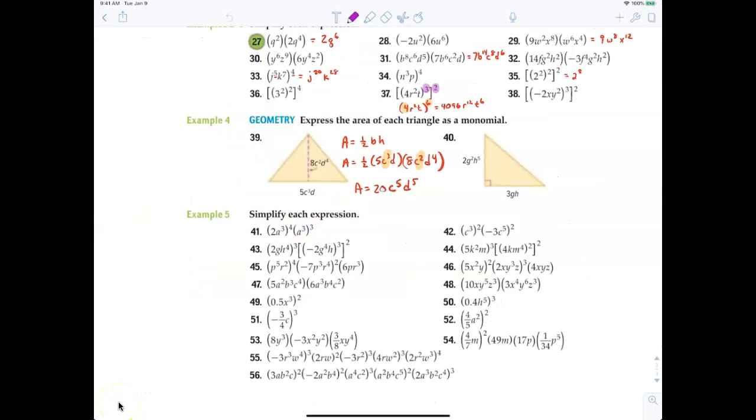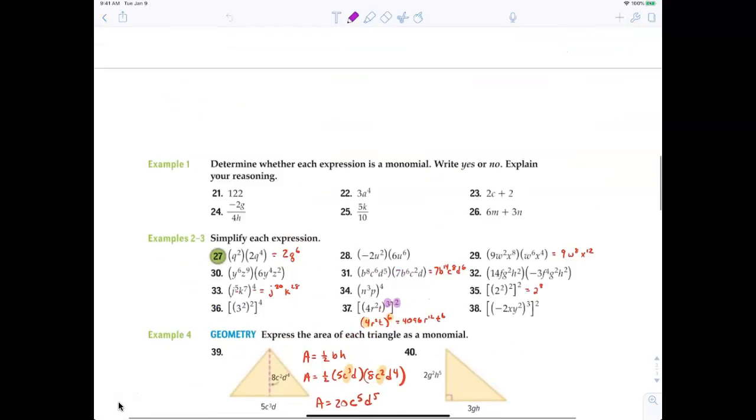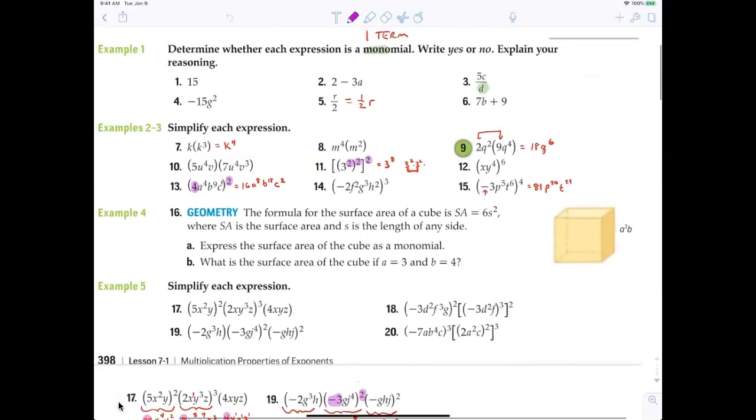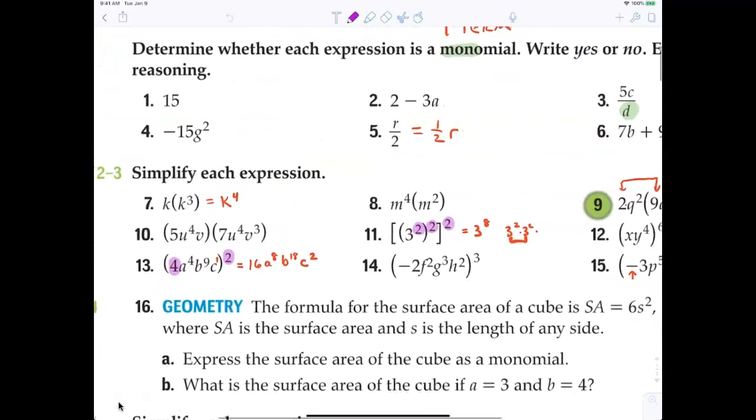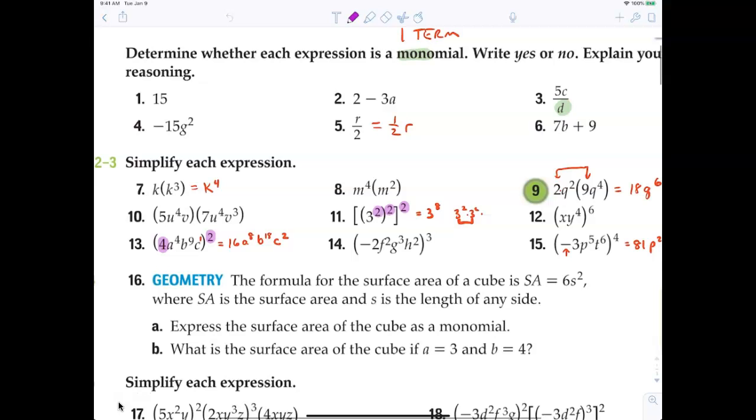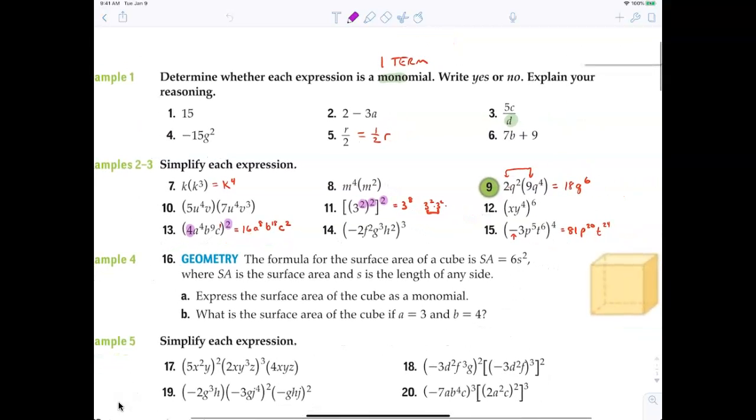For us today. As you can see on my screen, I worked out the odds with my other algebra class, so I feel like it'd be great if I did the evens with you guys. All right. Now, for the first set of problems here, though, determine whether each expression is a monomial. All right. And explain your reasoning.